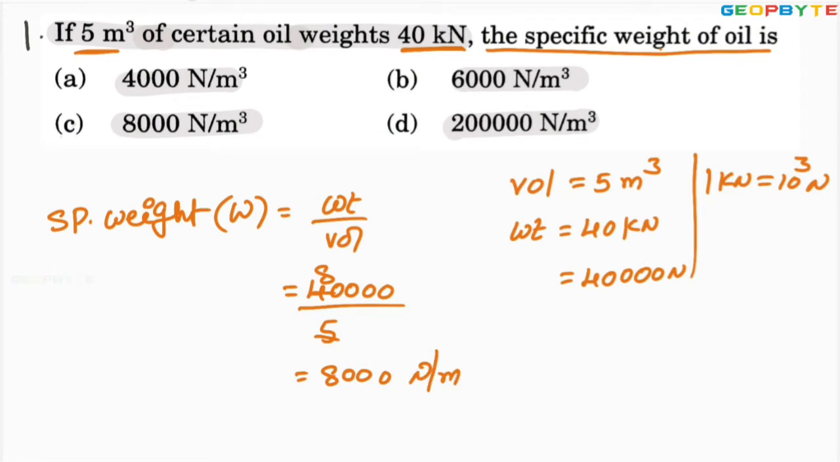Newton per meter cube. Therefore, the specific weight of the oil is 8,000 Newton per meter cube. Look at the units: weight is in Newton, volume is in meter cube. Newton per meter cube is the unit of specific weight. Of course, it may also be in kilonewton per meter cube, but options are given in Newton per meter cube. Therefore, option C is absolutely correct. I hope you got my point. Let us take another problem.